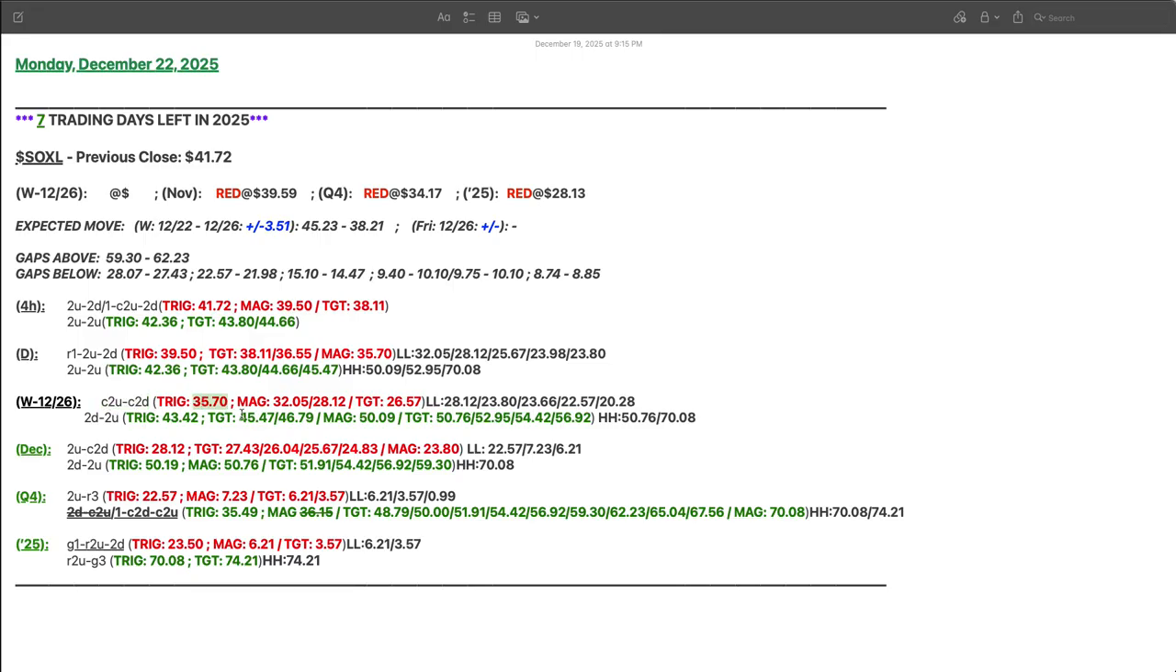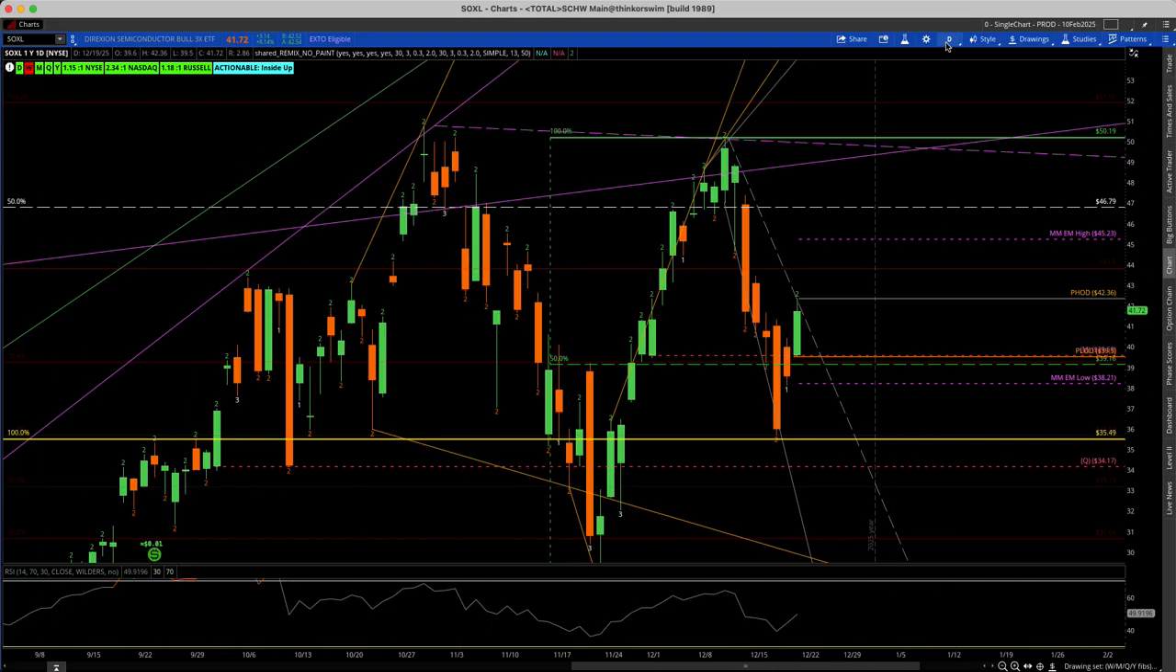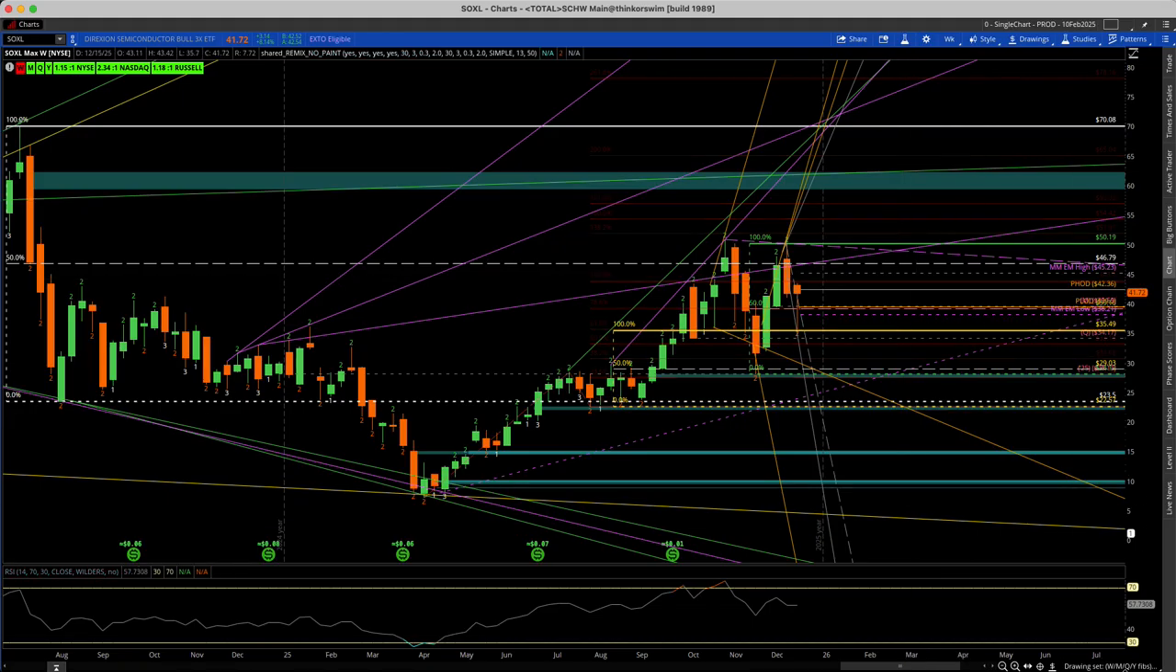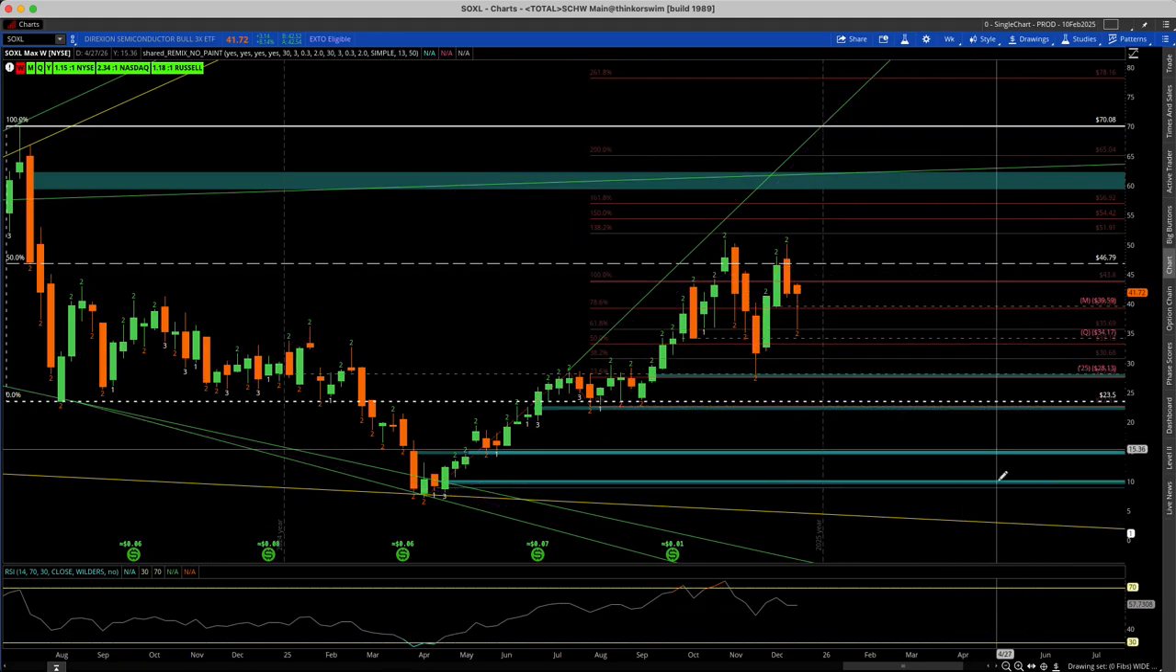Triggering at 35.70. Magnitude of that move is 32.05 and 28.12, right? For the combo 2 up, combo 2 down, extended target 26.57. Let me just go back to the chart one time for the week just to make sure we can see that, right? Because the week really is not breaking down.